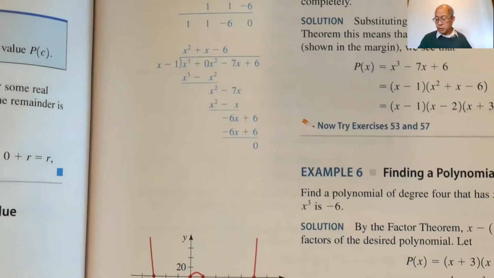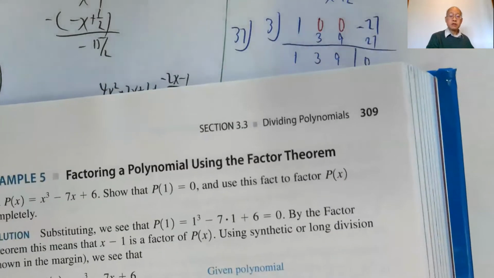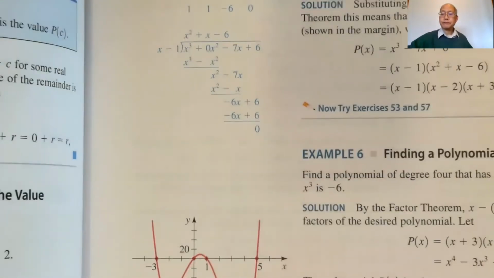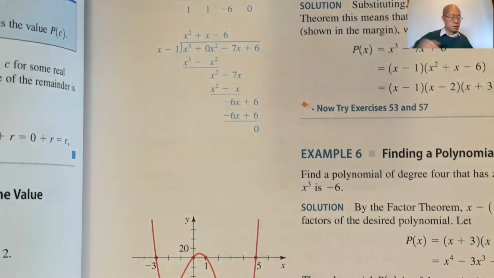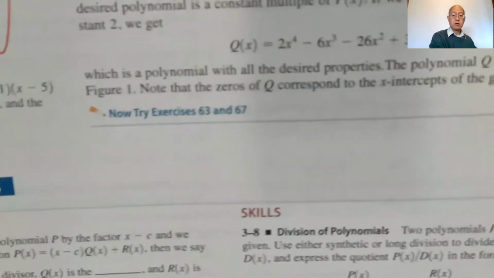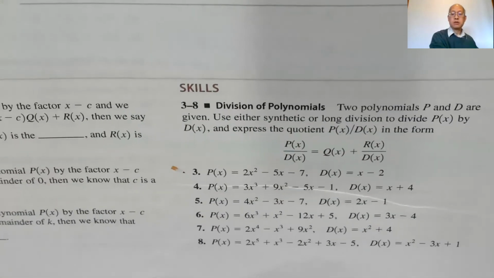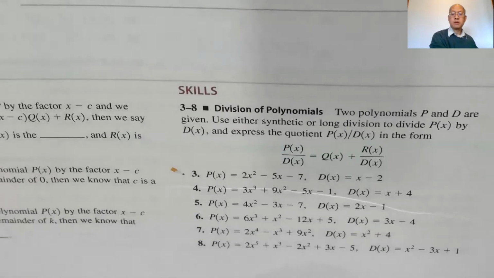This is section 3.3. So let me go ahead and share the screen and show you the problems. 3.3, we have to do 3 to 65 odd. So we're on page 309, it looks like. So polynomial division there.